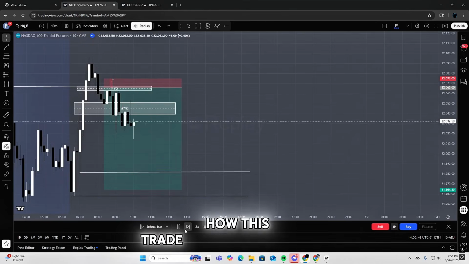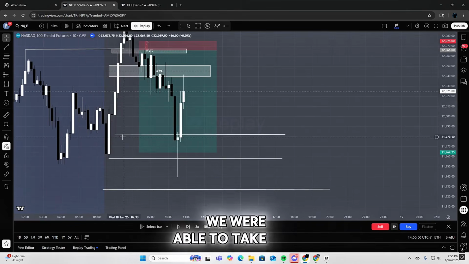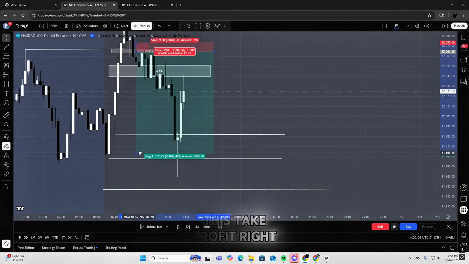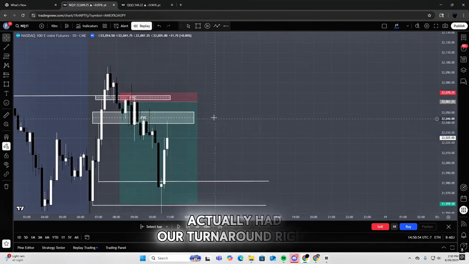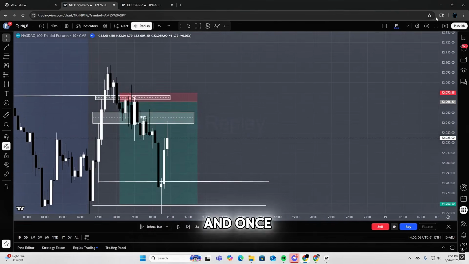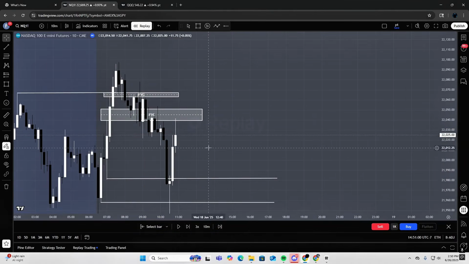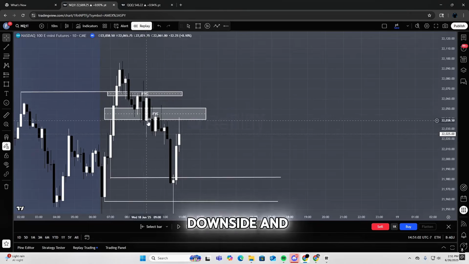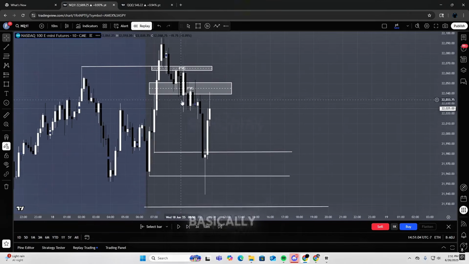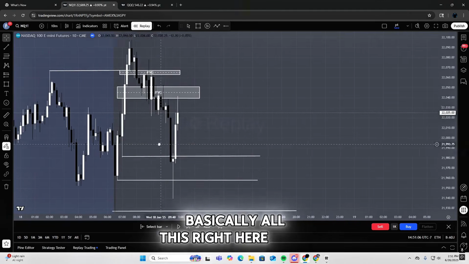Then we could see how this trade actually played out. We were able to take this take profit, right? And then I'm pretty sure right here is where we actually had our turnaround, right? And once we have our turnaround, you could also play some upside, right? However, I'm a one and done, so I just see this downside and play the downside. I was able to take basically all of this right here, right?